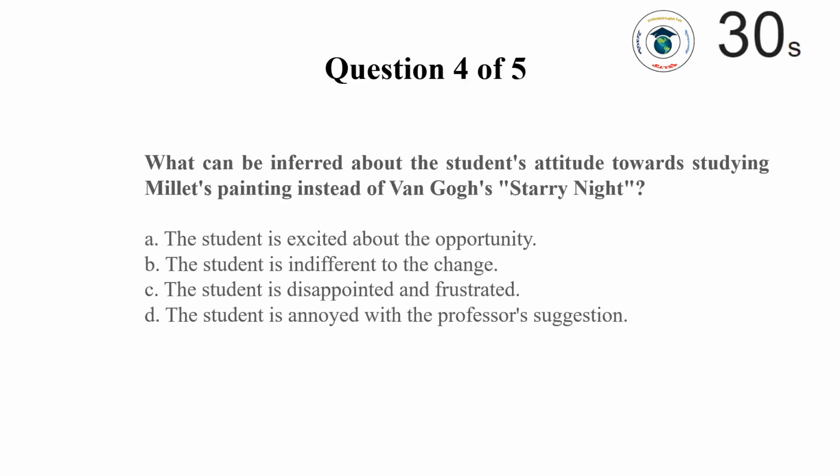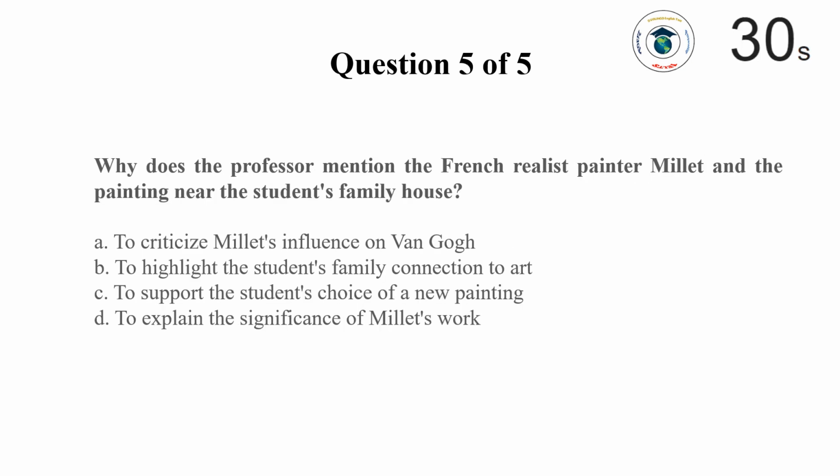What can be inferred about the student's attitude towards studying Millet's painting instead of Van Gogh's Starry Night? Why does the professor mention the French realist painter Millet and the painting near the student's family house?